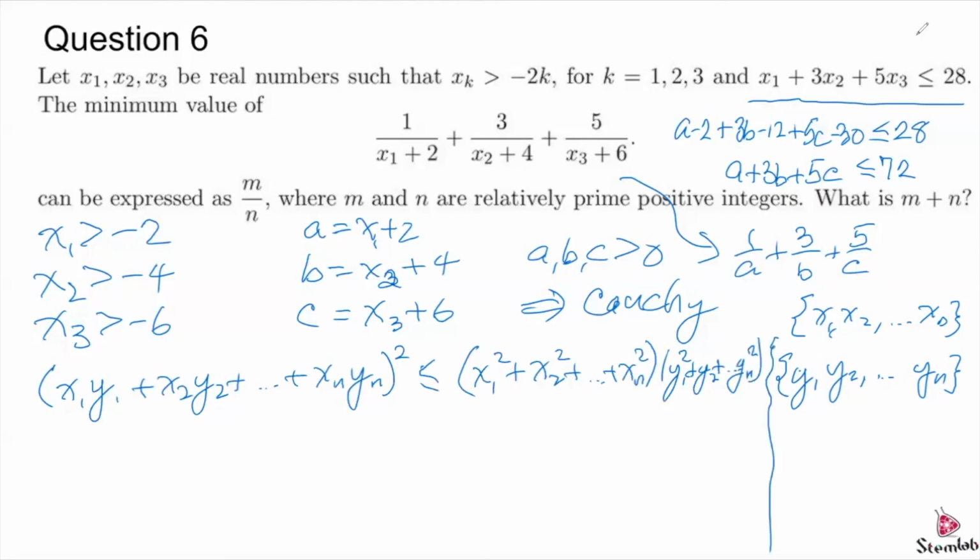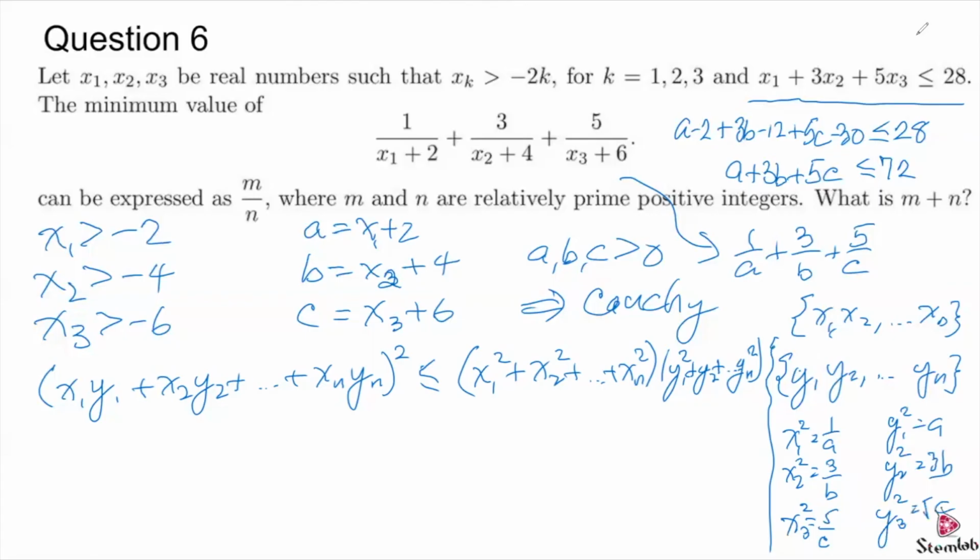Okay. So in our case, we can set the following mapping. x sub 1 squared will be 1 over a. x sub 2 squared will be 3 over b. x sub 3 squared will be 5 over c, just to make it easy. So y sub 1 squared will be a. y sub 2 squared will be 3b. And y sub 3 squared will be 5c.